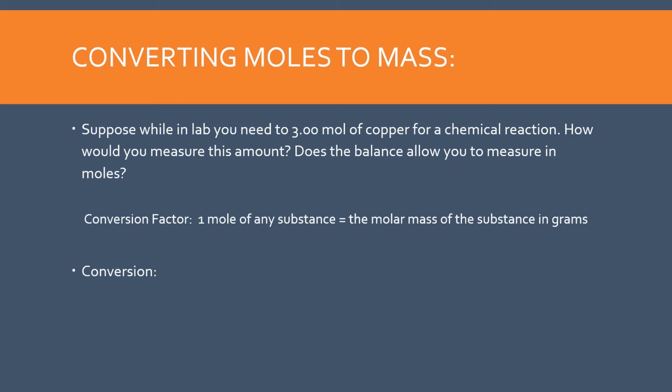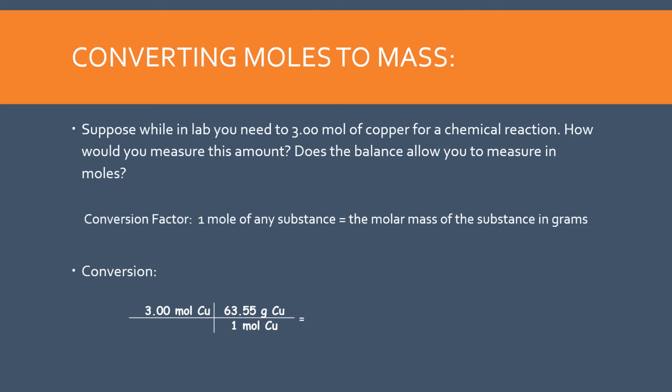Now the conversion factor here that we have is 1 mole of any substance equals the molar mass of that substance in grams. Now remember that 1 mole of hydrogen is completely different in mass from 1 mole of oxygen, okay? Because remember, they have different masses. But 1 mole of anything equals the molar mass of whatever element you have on the periodic table. So let's look at our conversion.